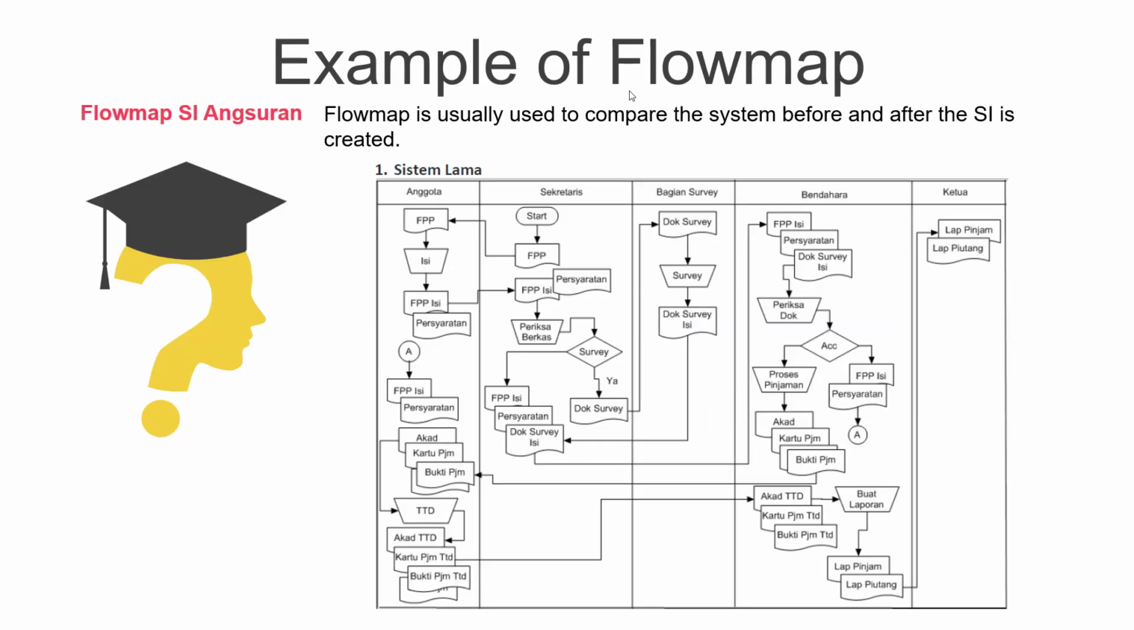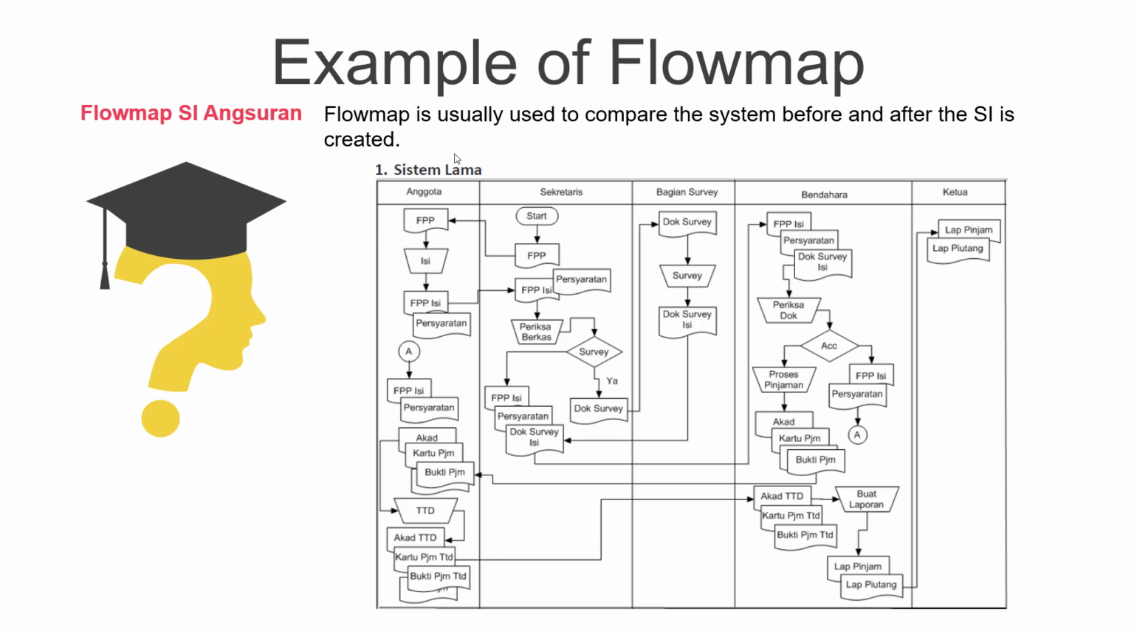Okay, this is an example of the flow map. I will describe it in Indonesian. Oke, ini adalah simbol dari flow map SI angsuran ya. Saya akan menjelaskan dalam bahasa Indonesia supaya lebih jelas. Jadi flow map is usually used to compare the system before and after the IS is created. Jadi flow map itu sebenarnya biasanya digunakan untuk membandingkan antara sistem yang ada sebelum dan sistem yang ada sesudah.